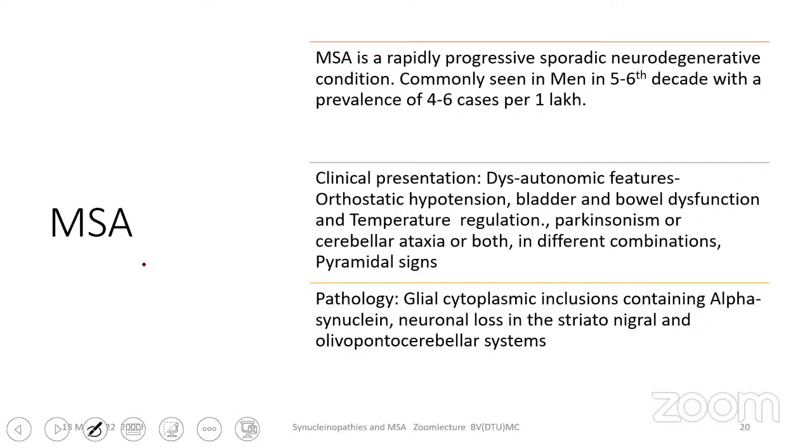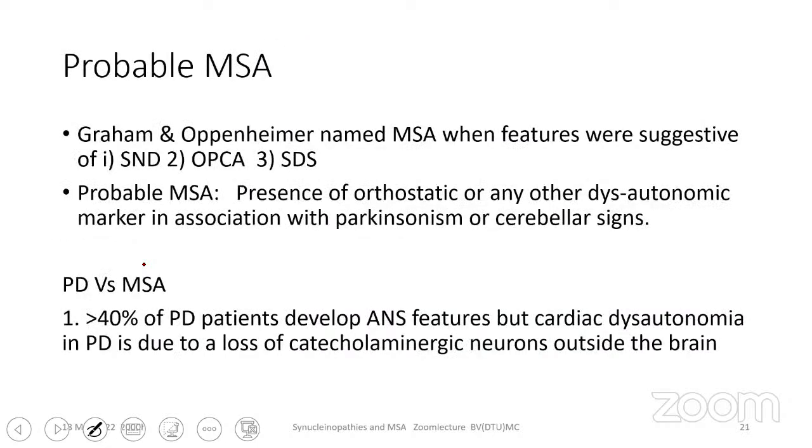The pathology, as I said, in MSA is glial cytoplasmic inclusions, which are precipitated alpha-synucleins, and the neuronal loss is because of their toxic effect on the cell metabolism. They're also seen in striatonigral and olivopontocerebellar systems. See, when MSA came into vogue, we used to read it as striatonigral degeneration, Shy-Drager syndrome, olivopontocerebellar atrophy. All of these three things used to be combinedly called as MSA. So Graham and Oppenheimer named MSA when the features suggest all the three I said, SND, OPCA, and SDS, Shy-Drager syndrome.